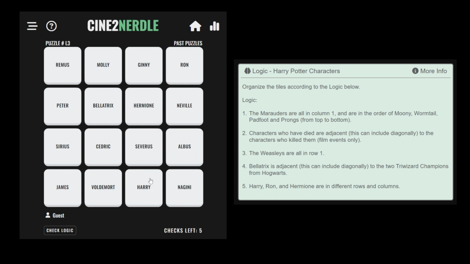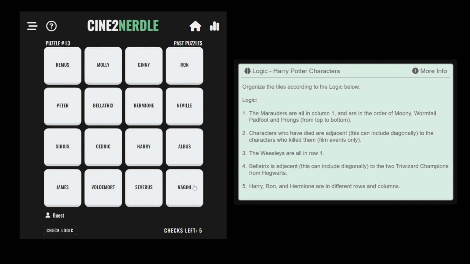However, from rule number 4 we know that Bellatrix is adjacent to the two Triwizard Champions from Hogwarts. These are Cedric and Harry. So Harry must be adjacent to both Bellatrix and Voldemort, meaning he must be placed here.